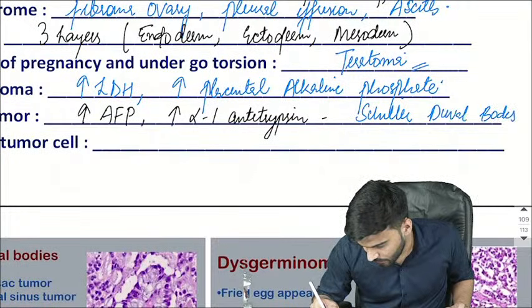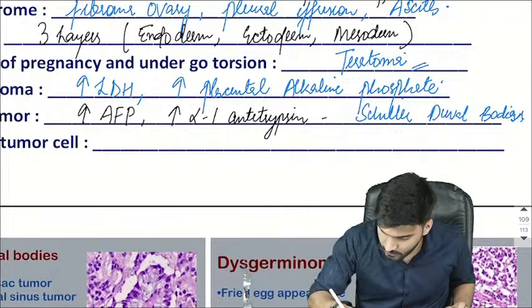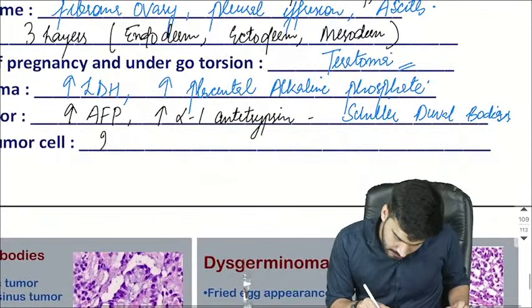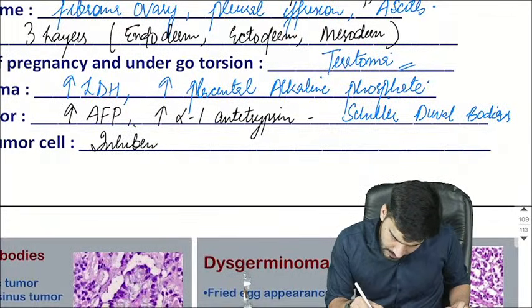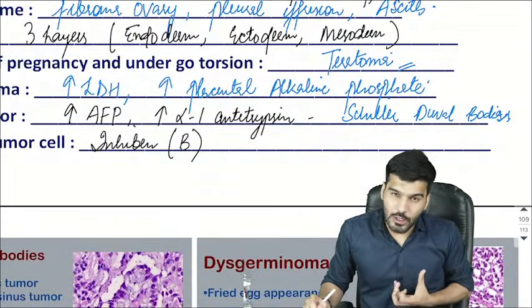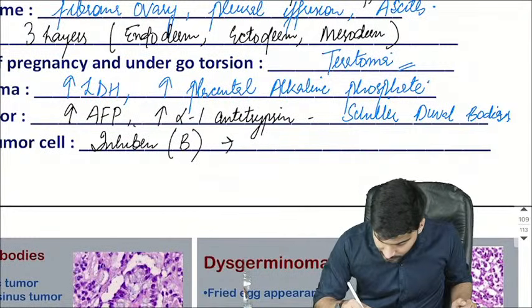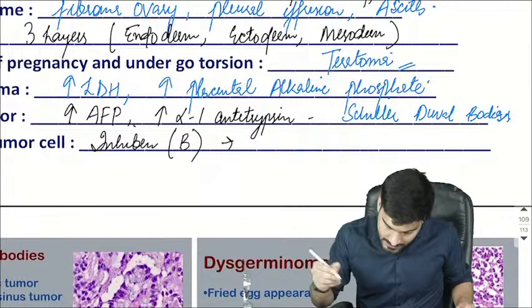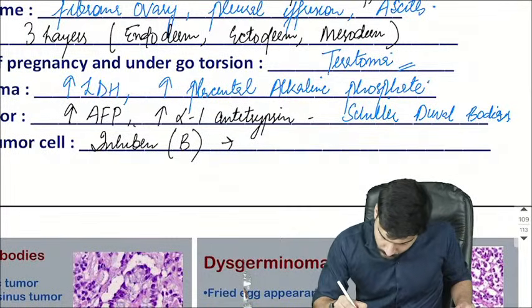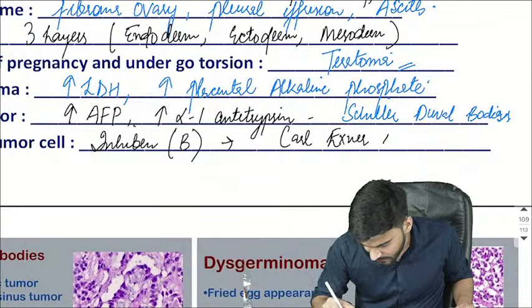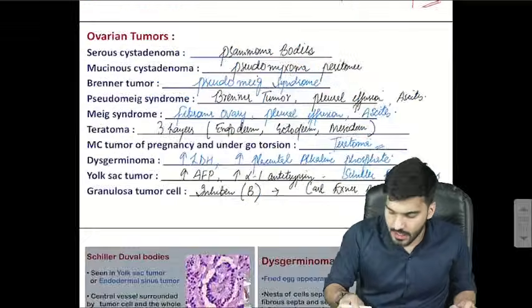This slide is going to be one of the most important among all slides. One question will come from this slide. Then the next one is a granulosa cell tumor. The marker is going to be inhibin, and more precisely inhibin B. This is an estrogen secreting tumor. That's why it is also related to endometrial carcinoma and precocious puberty as well. And in this granulosa cell tumor, we have the bodies called Call-Exner bodies.